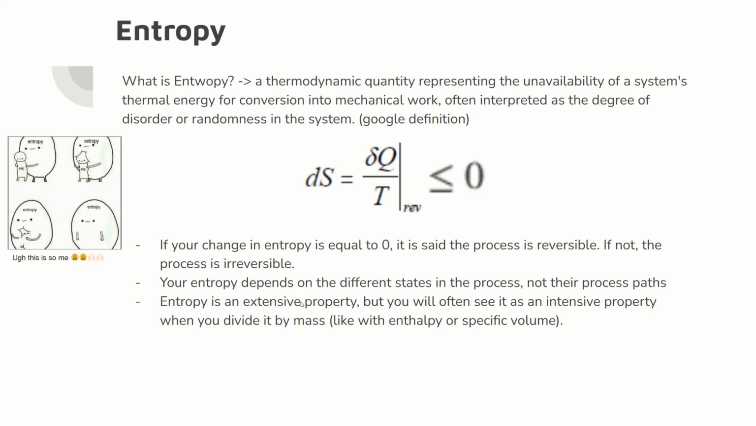Entropy is an extensive property. So here you see it's denoted by uppercase S, but it can be denoted as an intensive property, as it is in your property tables. You just divide by mass, and you can go from an extensive property to an intensive property.